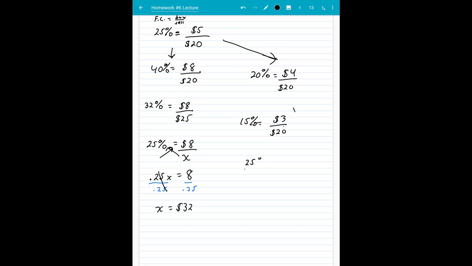You can again say 25% of what equals $3? What do I need to sell it for? So that'd be 0.25x equals 3. Divide both sides by 0.25, and you end up getting $12. You can sell your entree for $8 more and still have a food cost percentage of 25%. Sorry, $8 less.